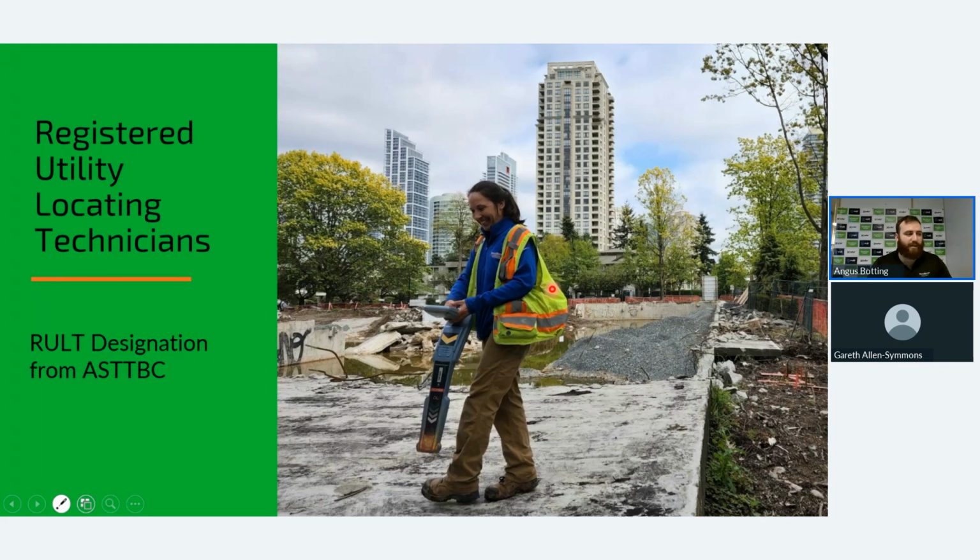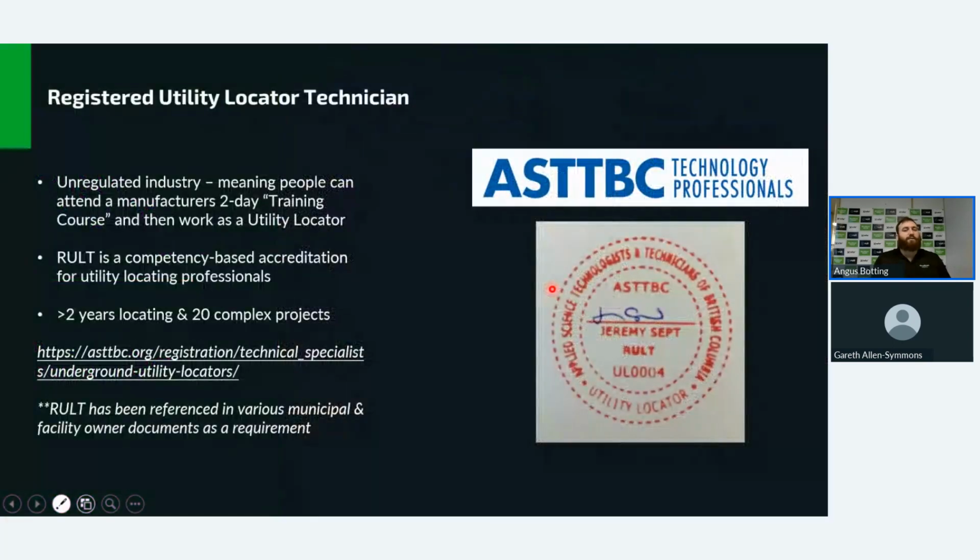In BC, we're lucky because we are now regulated by ASTTBC, the Association of Science and Engineering Technologists, and BCIT. It's generally unregulated elsewhere. The designator if you're out east, or locator if you're in the west. Using RULT, Registered Utility Locate Technicians, adds to your level of confidence in the on-site procedures and working. We all know that if it's not great going in, it's definitely not going to be great coming back out of the system.